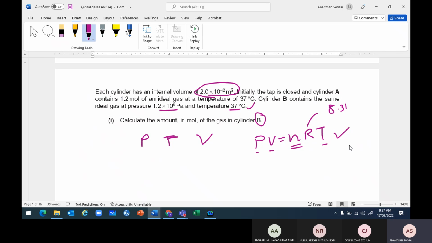Another trap: 37 degrees Celsius, change to Kelvin. So 37 plus 273.15, right? That should give you the answer. So then check the number of mole. 0.93, is it?